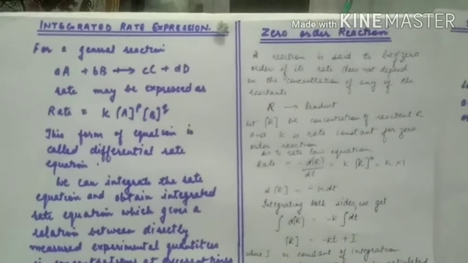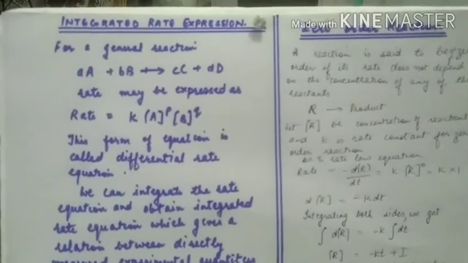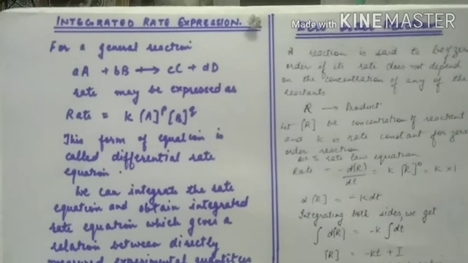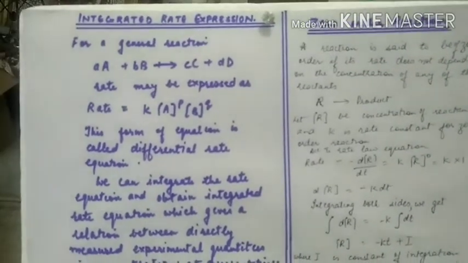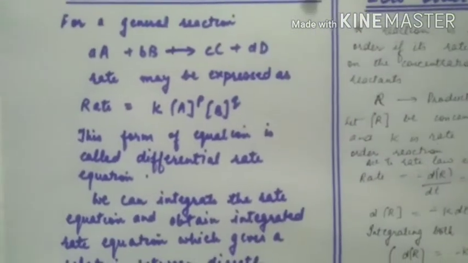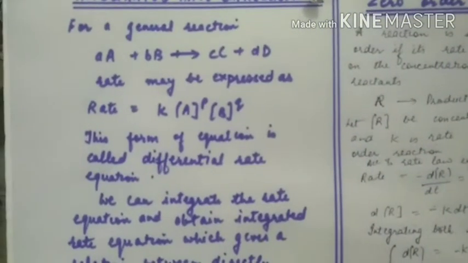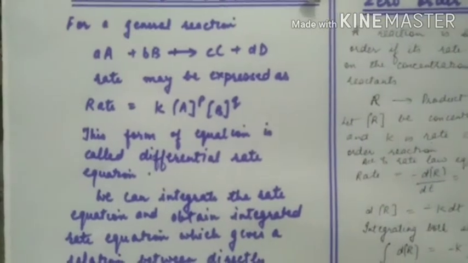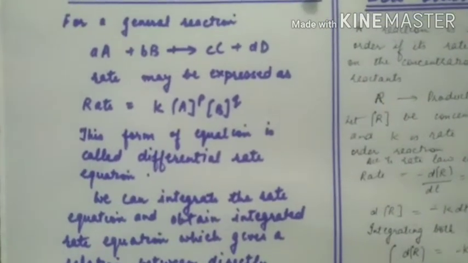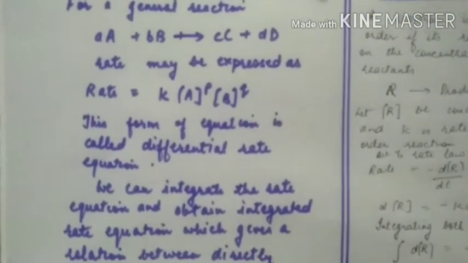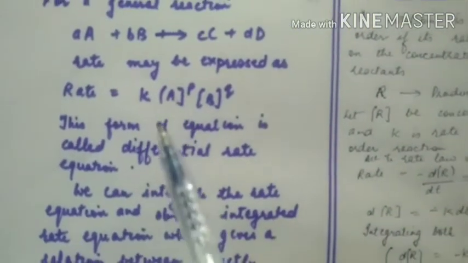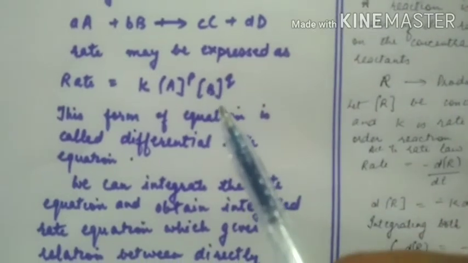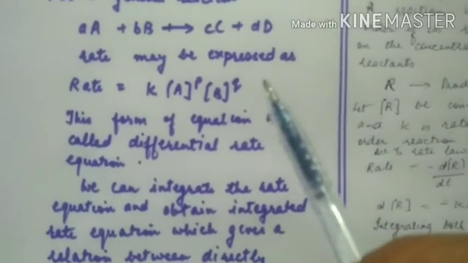Our topic for today is integrated rate expressions for zero order and first order reactions. For a general reaction, you have seen, let us say a moles of A combined with b moles of B to form c moles of C and d moles of D. The rate may be expressed as rate is equal to rate constant into [A] raised to power p and into [B] raised to power q.